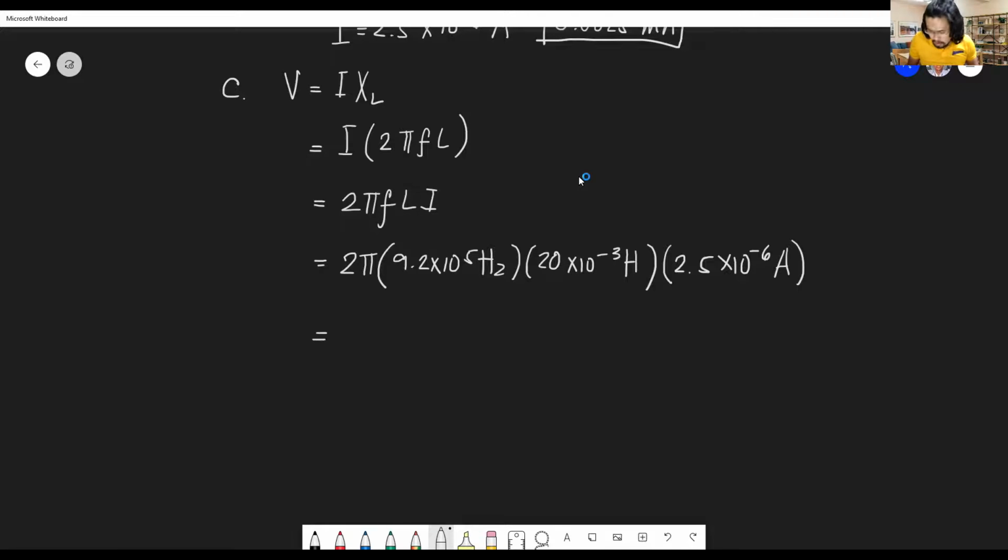So this is 9.2 divided by 20 times 20 times 2.5 times 10 to the negative 6 times 2 times pi. Okay, times 2 times pi. So it's 0.289 volts. Or you can actually round it up to 0.3 volts. Right, so those are the examples.